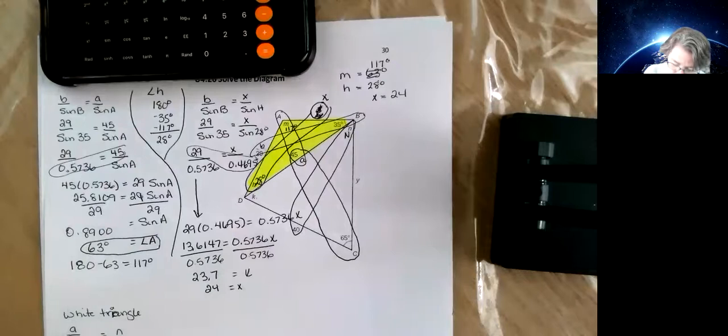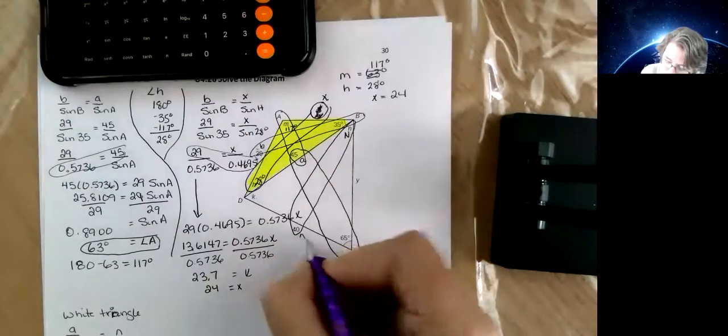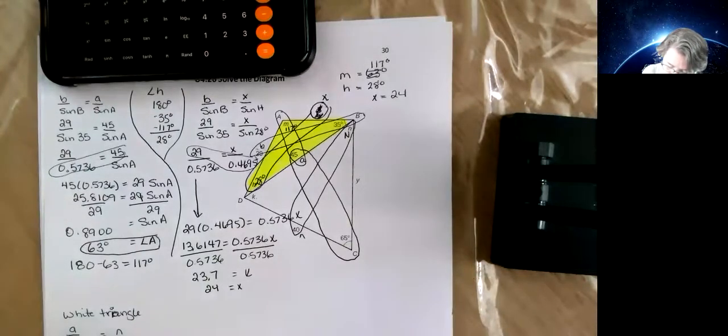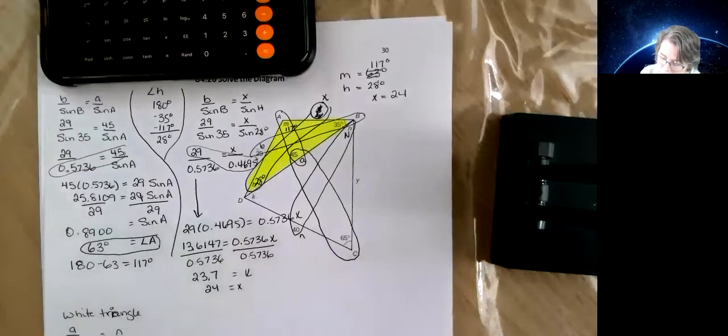So A over sine C. So little a is 45 over sine C is equal to little n, which is 40, over sine n. Remember, this is the one I'm looking for. So I have 3 numbers and a variable.